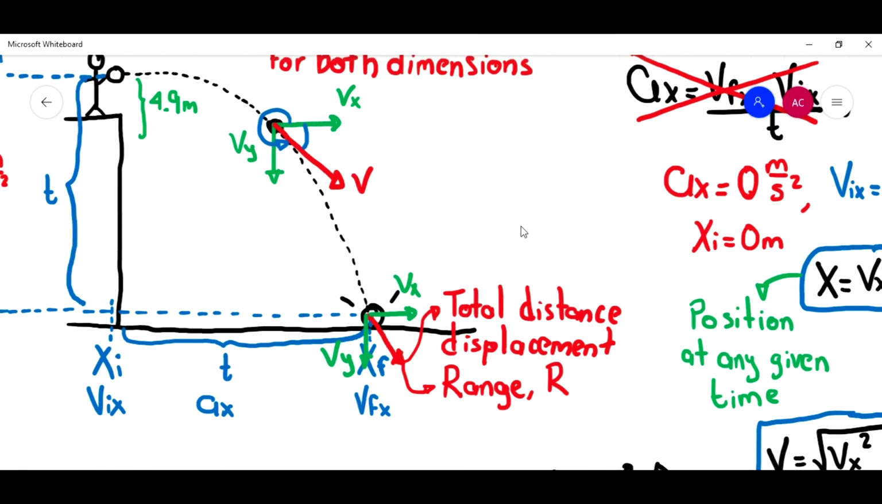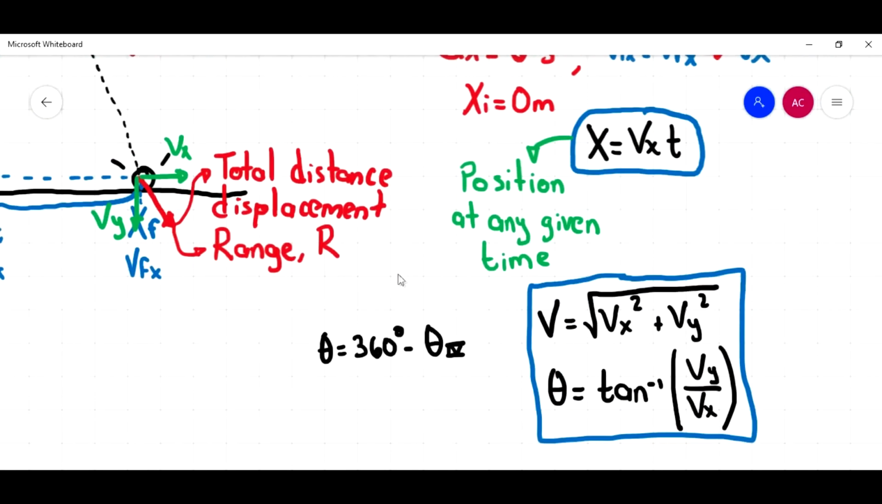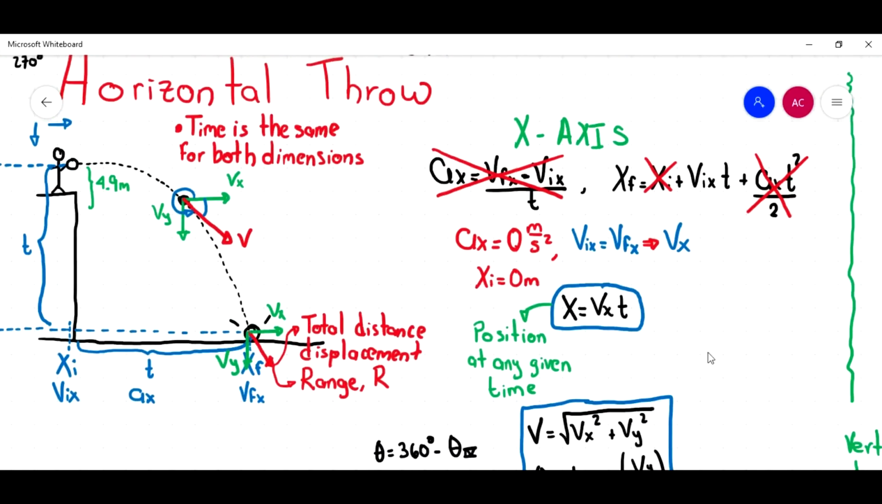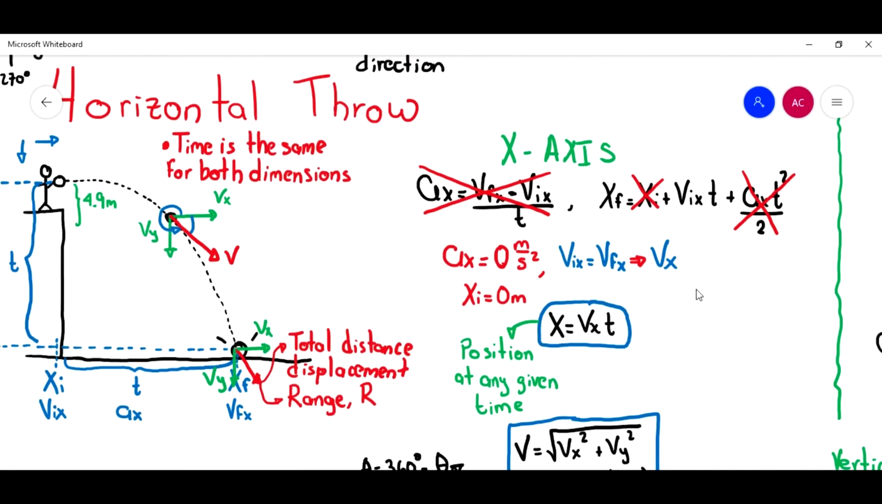But if the problem does not mention that, I need to find the total vector, the resultant vector. So I need to use these two equations, because if I need to find the resultant vector, I need to find the magnitude and also the angle. Okay, but we're going to see that in the next video, and I hope I see you there.